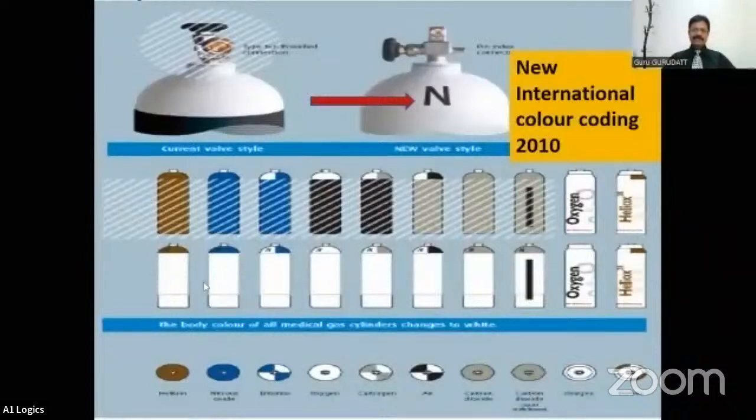Here, all the bodies of the medical grade cylinders are painted white, and you can recognize the particular gas inside the cylinder based on the shoulders. You can see here, oxygen is white and white, and nitrous oxide is a white body with blue shoulders. Air is a white body with black and white shoulders, and carbon dioxide is a white body with gray shoulders. That's how you can recognize the new international color coding. Plus, a capital N is always written on the shoulders to represent the new international color coding. So it is better to know about this new international color coding, though it has not been introduced in India yet.